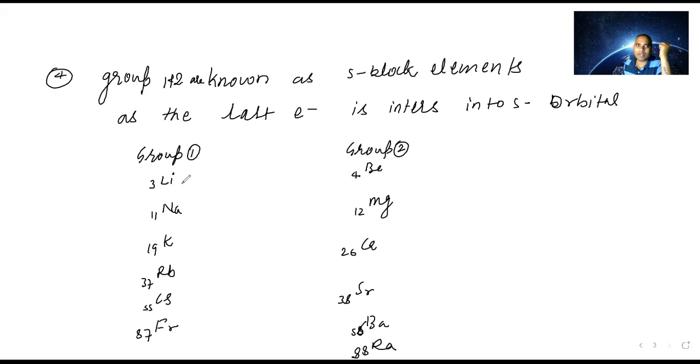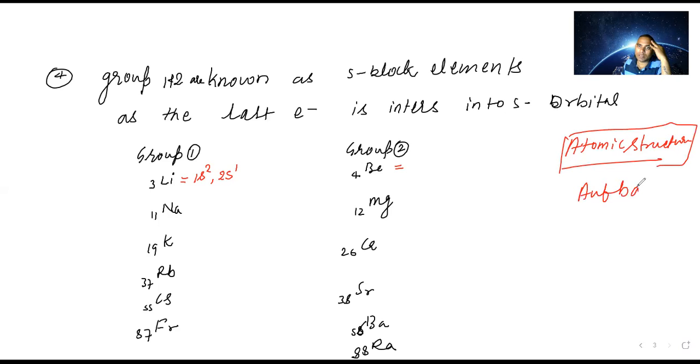Do you know the electronic configuration? Yes, sir. 1s2 and 2s1. I don't know this type of electronic configuration. Okay, we need to study atomic structure. In atomic structure there is the Aufbau rule. According to that, we need to study.